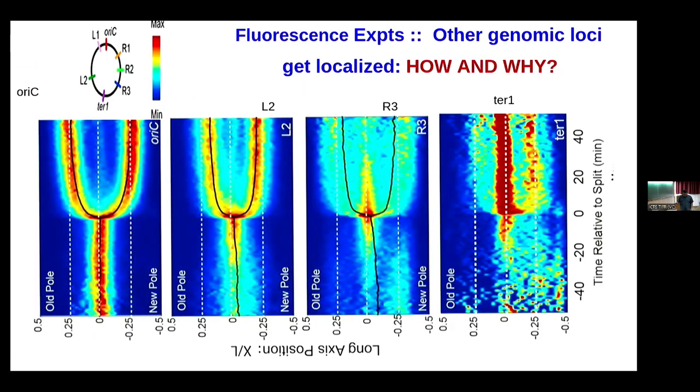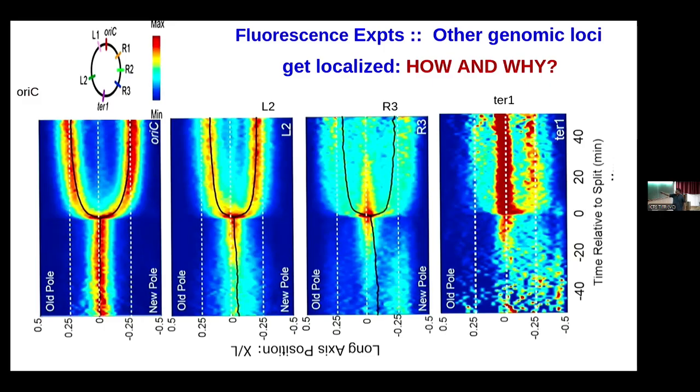So this is now time, and this is the length of the cell normalized, and it has these different points which have been marked. This is time relative to the time of split. So not only does the ORI go to the 2 quarter positions, but 2 other loci, like L2, also start in the middle of the cell and go to their so-called home position. And this is a bit inside compared to where the ORI localizes.